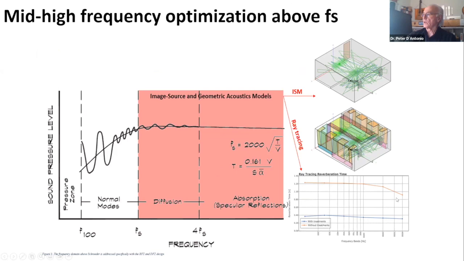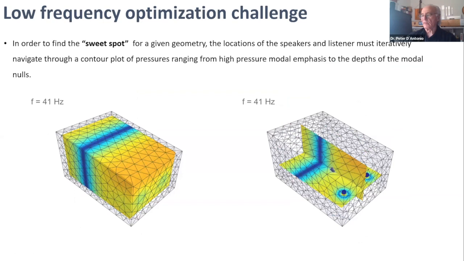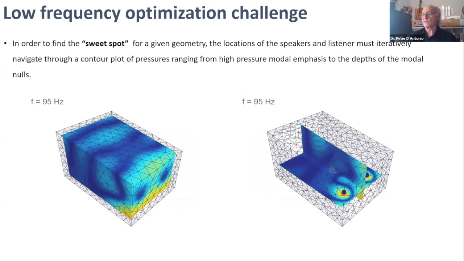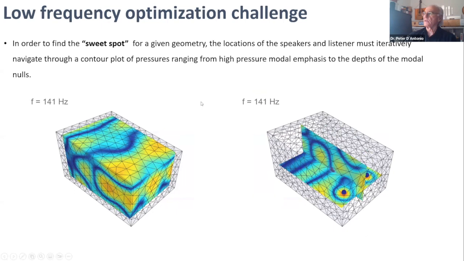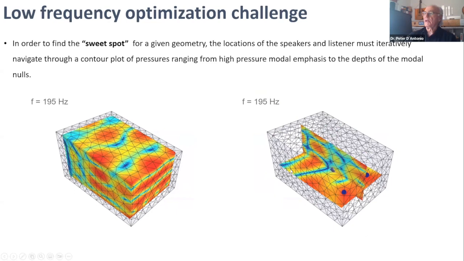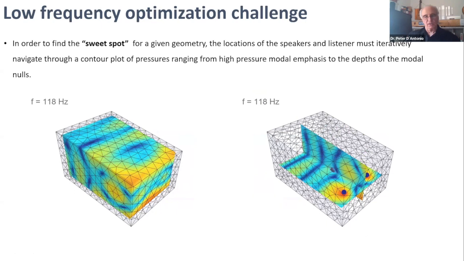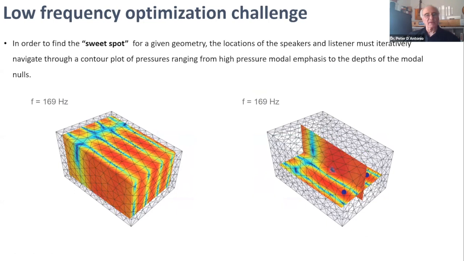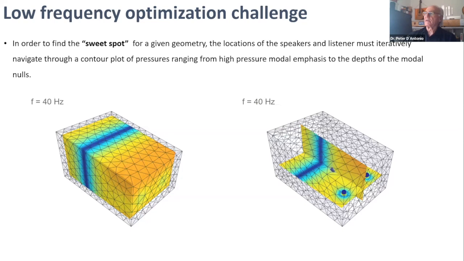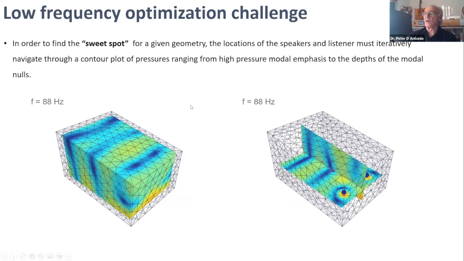So moving along, the challenge of what we're about to describe is really immense when you think about it, because what you're looking at is the pressure distribution at various frequencies, moving along, for two different views of the room with a cutout. The challenge is to find a sweet spot, a location which has a medium or median pressure for both the listening positions and the speakers, whether they be flush mounted, soffit mounted, or subwoofers. So the challenge is to find these sweet spots within the constraints of architecture and aesthetics.